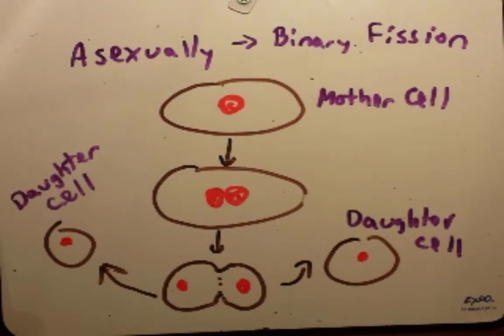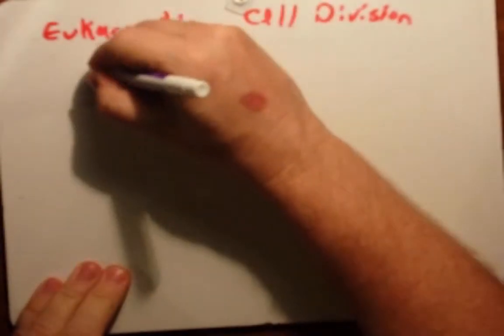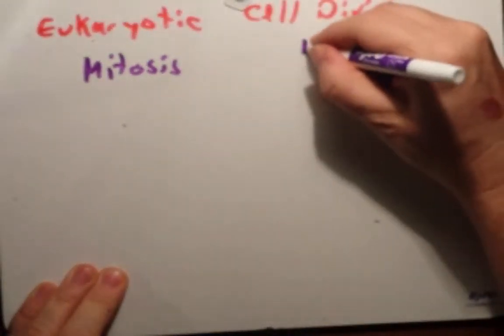Okay, let's go ahead and talk about eukaryotic cell division. So we can think of eukaryotic cell division in 2 different branches. We can think about mitosis, and then we can think about meiosis.